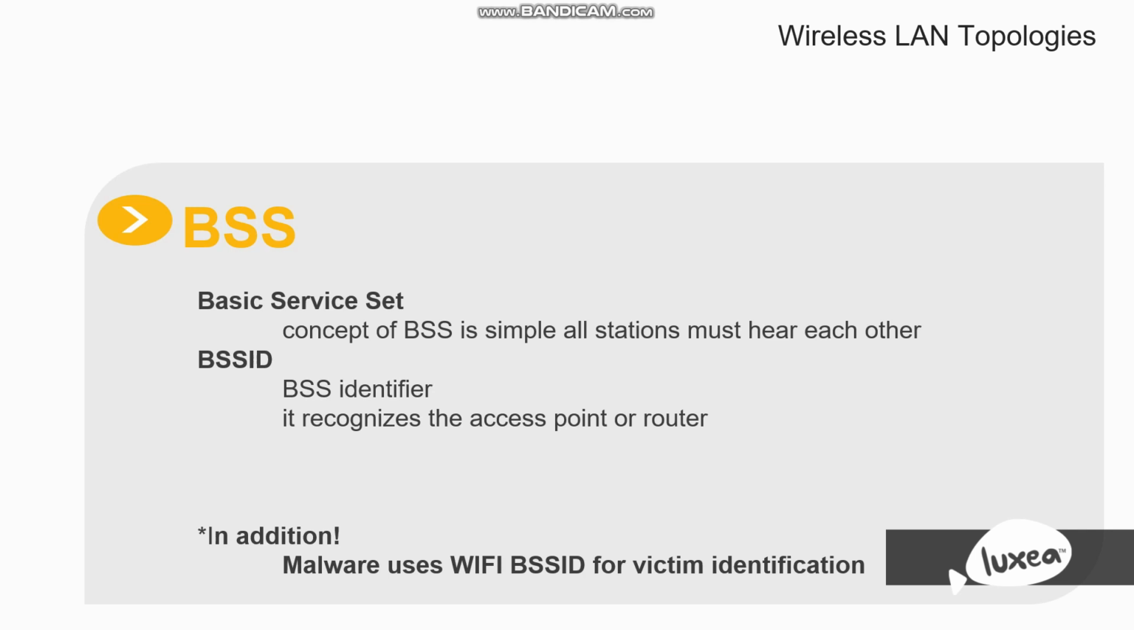The BSSID identifies and recognizes the access point or router because it uses a unique address which creates the wireless network. In addition, malware uses the Wi-Fi BSSID for victim identification. The basic service set identifier, BSSID, is the MAC physical address of the wireless router or access point that the user uses to connect over Wi-Fi. You can verify the BSSID on a Windows system by running the command below. This is really interesting.